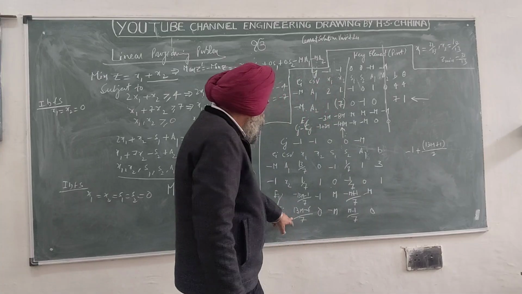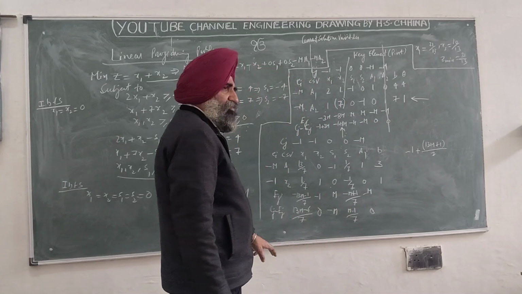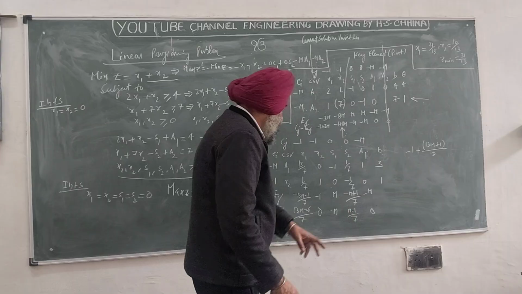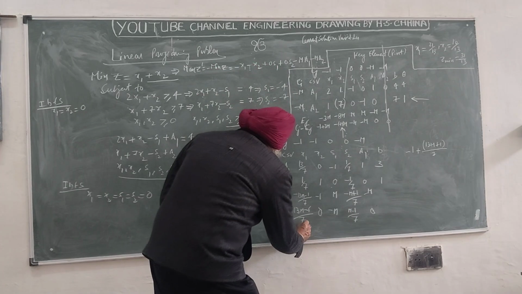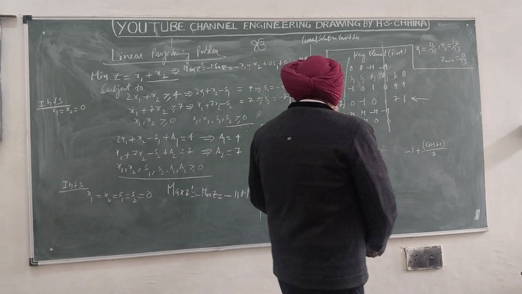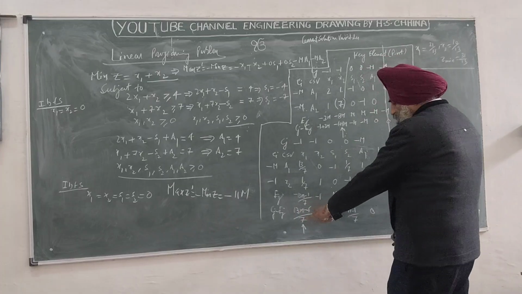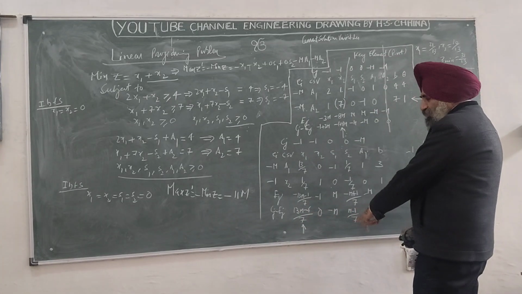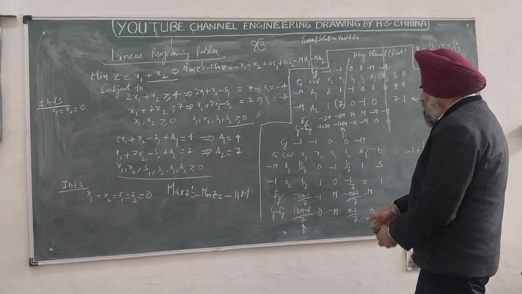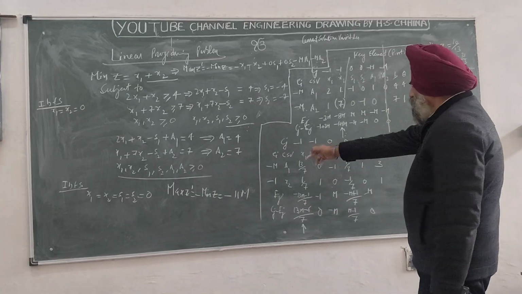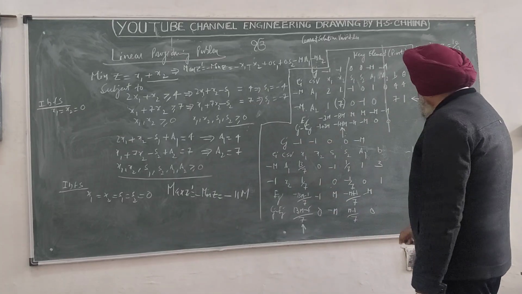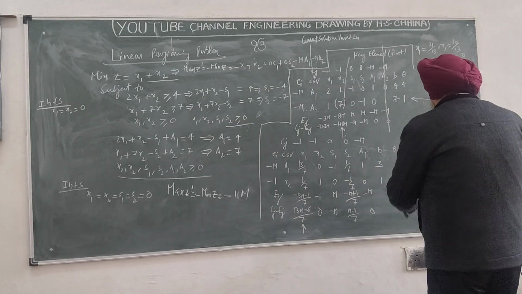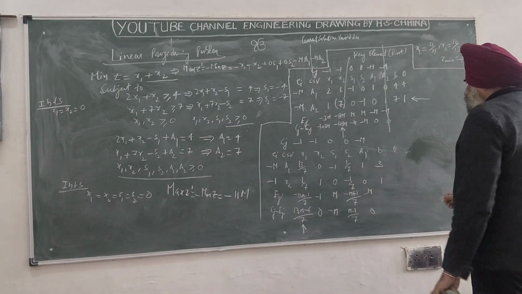Again, 13m and m, which one is bigger? Both have been divided by 7, so this is the bigger one. If I give a large value like 1000, 13,000 minus 6. So this is the bigger one. This has been chosen. This decides your incoming variable. So x1 is coming inside. So here it is theta. Look at here, theta.